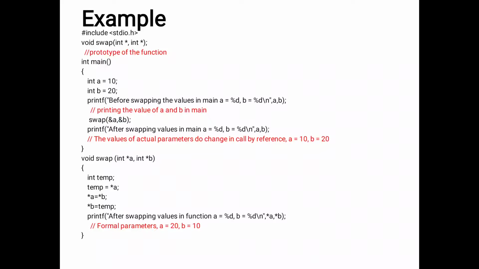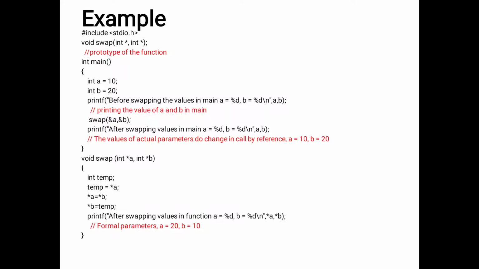Printing the value of a and b in the main function. So in the main function, what we printed before swapping is a is equal to 10, b is equal to 20. So you are swapping the address. Here ampersand a indicates the address of that particular a, and ampersand b indicates the address of that particular b. So after swapping, the values of actual parameters do change in call by reference.